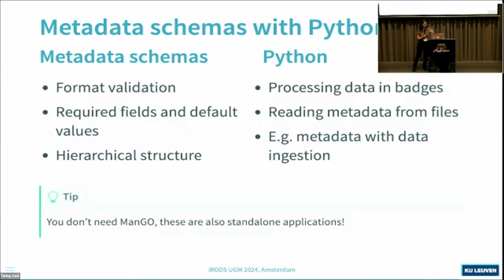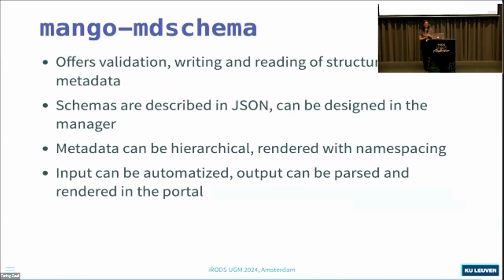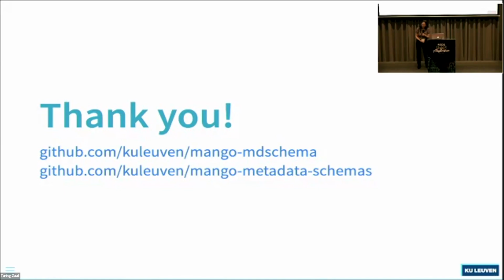So to conclude, metadata schemas offer you formal validation and default values and a hierarchical structure. And with Python, you might have other needs like processing the data, reading the metadata from files, or something that is not just clicking. This is marrying them together so that you can use Python, but also have the validation, writing and reading of this kind of structured metadata. You have the namespace, the versioning, everything together. Just instead of buttons, you can code it in Python, and you can install it with pip install very easily. That's it. Thank you for listening.